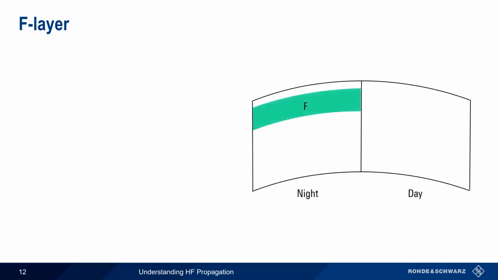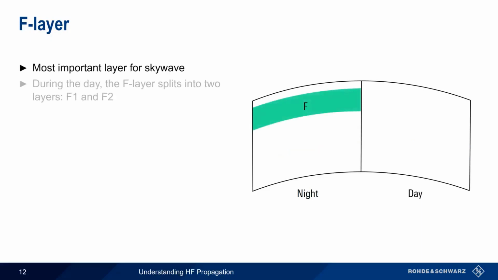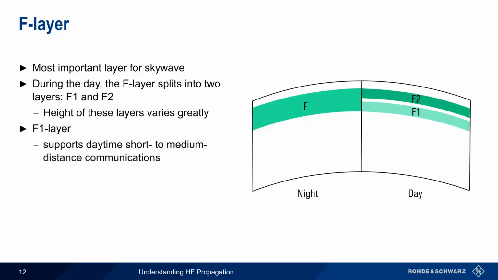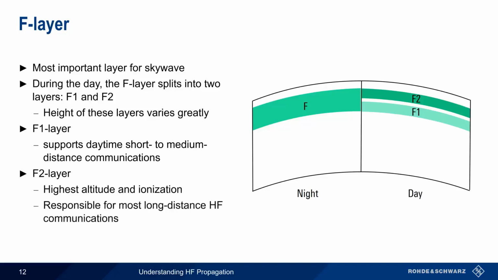The F layer is the most important for skywave propagation. During the day, the F layer splits into two sublayers, F1 and F2, which merge back into a single layer again at night. Compared to the D and E layers, the height of the F layers changes considerably based on things such as time of day, season, and solar conditions. More on this shortly. The lower F1 layer primarily supports short to medium distance communications during daylight hours. The F2 layer, on the other hand, is present more or less around the clock. It has the highest altitude and the highest ionization of all the layers, and therefore is responsible for the vast majority of long-distance HF communications.